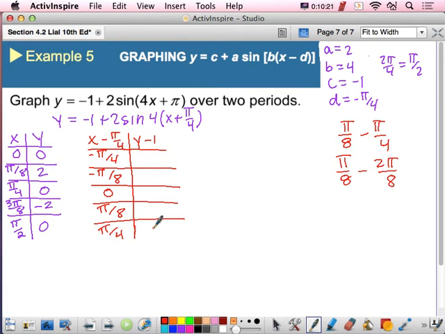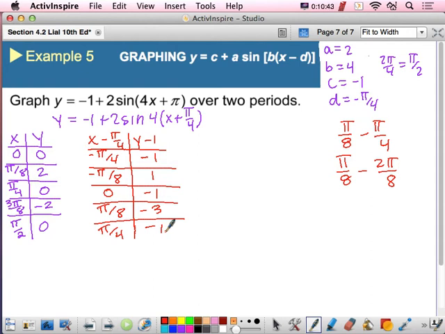Now we're going to adjust our y's. That's easy compared to the x's. 0 minus 1 is -1. 2 minus 1 is 1. 0 minus 1 is -1, and -2 minus 1 is -3, and 0 minus 1 is -1. Okay, so now you just have to go graph that over 2 periods.